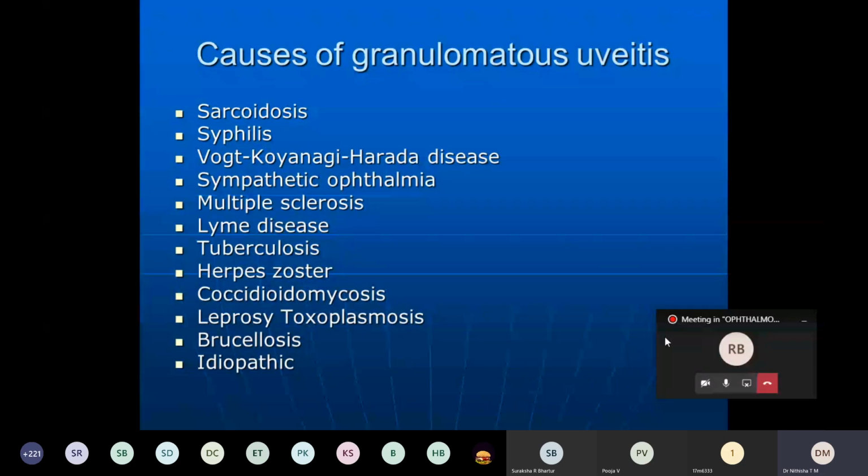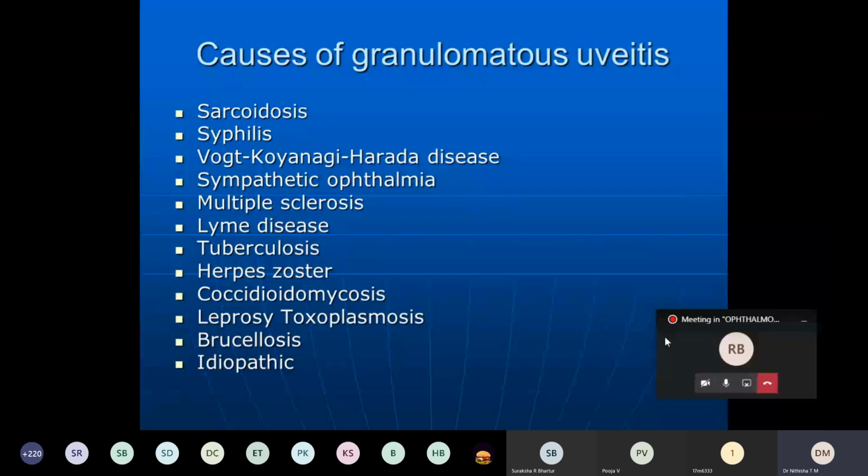Okay, now what are the causes of granulomatous uveitis? The causes of granulomatous uveitis are sarcoidosis. I always tell in the class that you should always remember only four. Don't try to remember all the causes for granulomatous uveitis. Only four you can remember: tuberculosis, leprosy, sarcoidosis, okay?